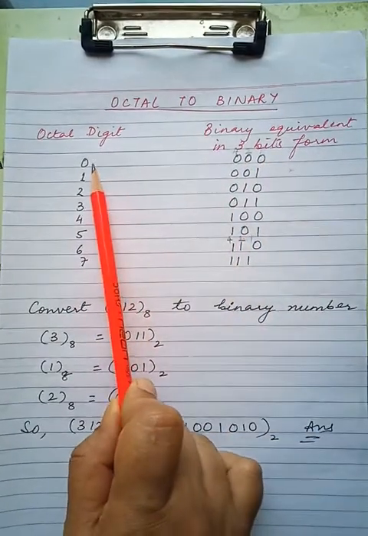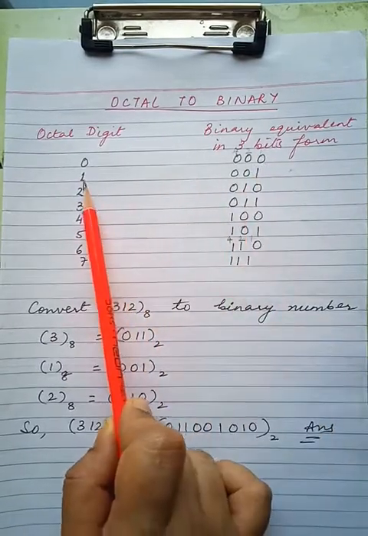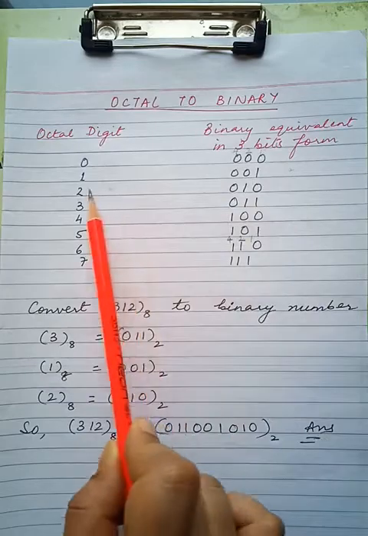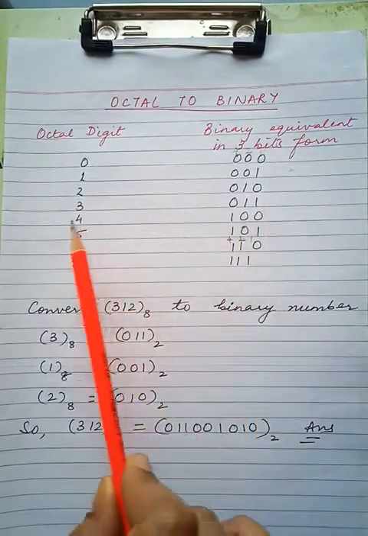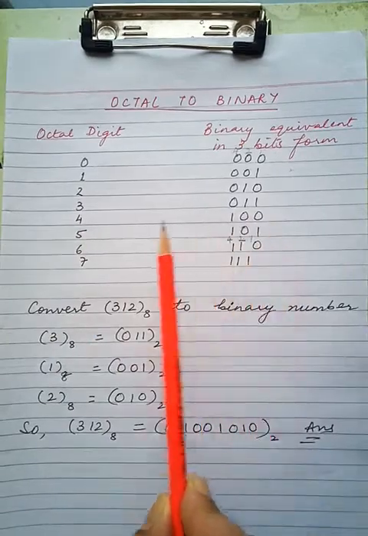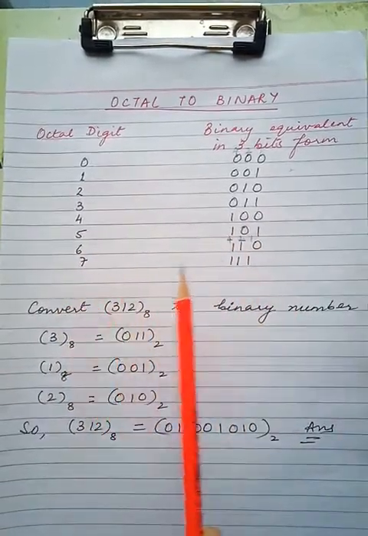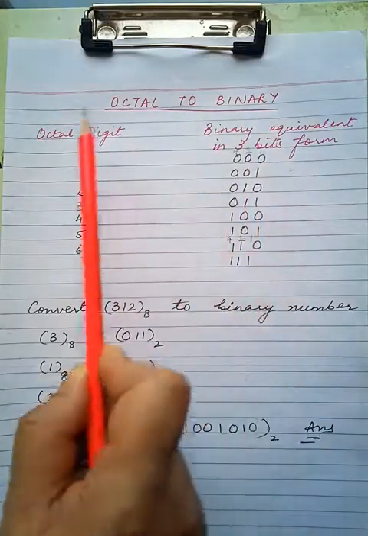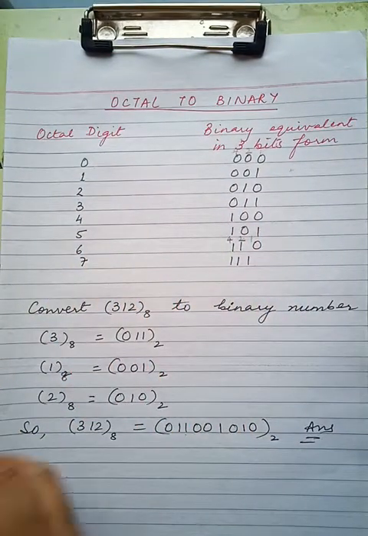So 0 of octal can be converted into binary as 000, 1 can be written as 001, 2 as 010, 3 as 011, 4 as 100, 5 as 101, 6 as 110, 7 as 111. See, you don't have to learn this table. You just have to understand how it has come.